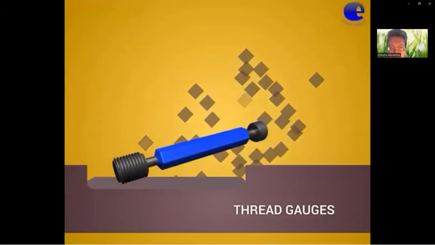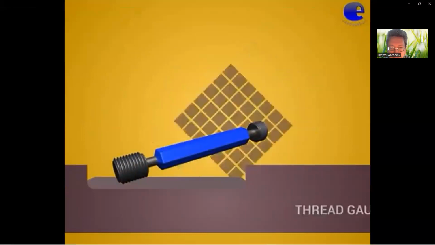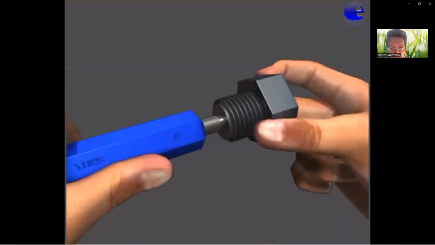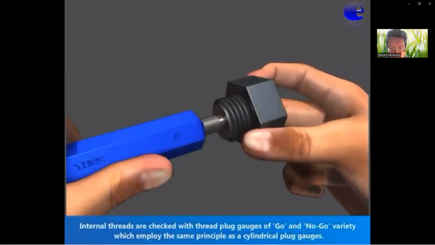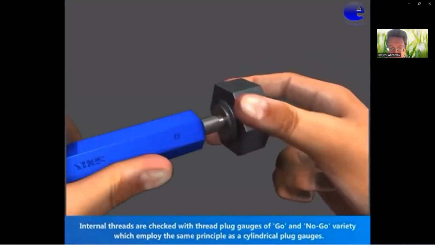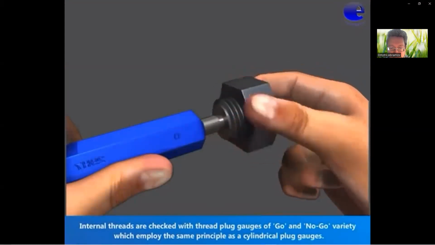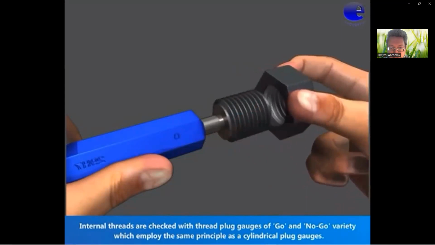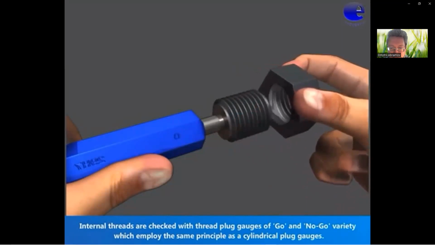Thread gauge. Let us see a 3D model of a thread gauge. Internal threads are checked with thread plug gauges of the go and no-go variety, which employ the same principle as the cylindrical plug gauges.